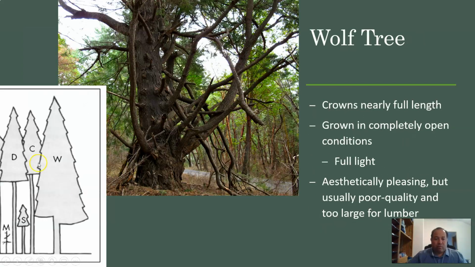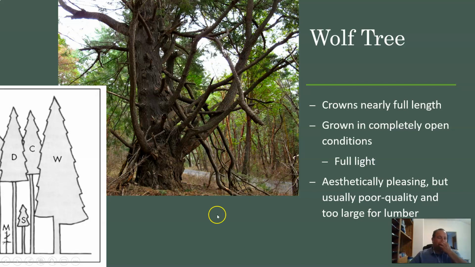Our last category is the wolf tree, which was the W on that previous graphic, and you can see an example of a wolf tree here. The wolf trees usually get the crown being full length. See the difference between this dominant tree here in terms of its crown and the wolf tree's crown. You usually end up with, because you're getting sunlight all around, because you're off on your own or on the edge of a stand, you're getting so much sunlight that you get crown growing all the way down. You get full light.